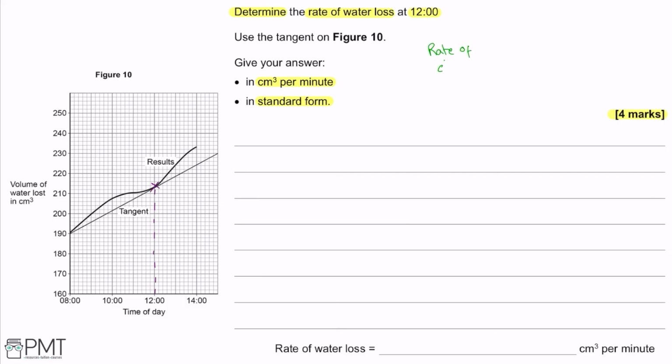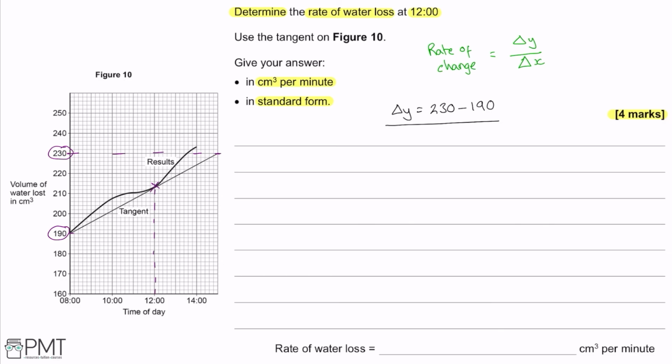To determine the rate of the water loss, you will need to use the following formula, which is change in y over change in x, and you apply this to the tangent. You want to take points from as far apart on the tangent as possible, so we can pick the top right, where the volume is 230 centimetres cubed. Then we look at the bottom left, which is 190 centimetres cubed, and the difference between these two numbers is our change in y. Now we get our x values, and make sure you put them down in the same order you put down the y values.